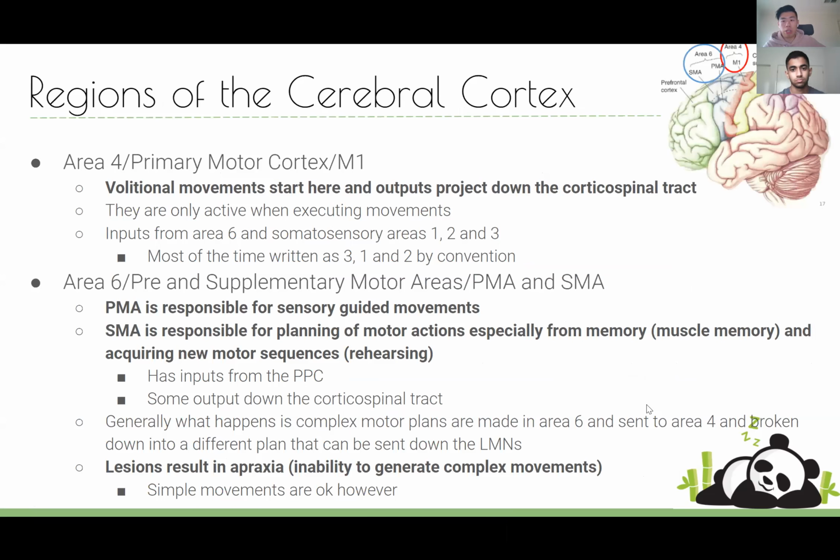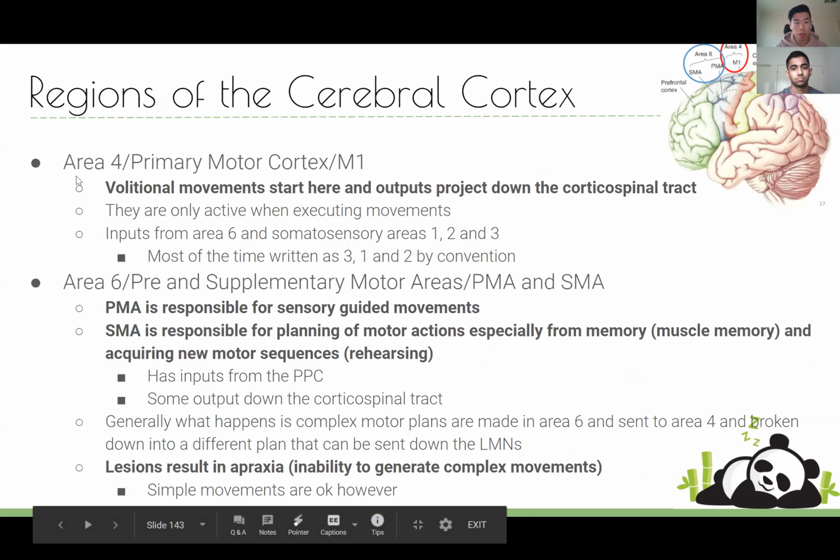All right, and this is the region of the cerebral cortex. So this is the more physiological look at the cortex rather than the specific anatomical neuroanatomy look we had yesterday. But there are a couple of areas, area 4, area 6, and areas 5 and 7, that we really care about, alongside the motor cortex. So these are the areas. Area 4, also known as the primary motor cortex or M1, is where volitional movements start, and they will progress through the corticospinal tract. So this is where your motor cortex was, this is where your homunculus was, this is kind of where that all is generated.